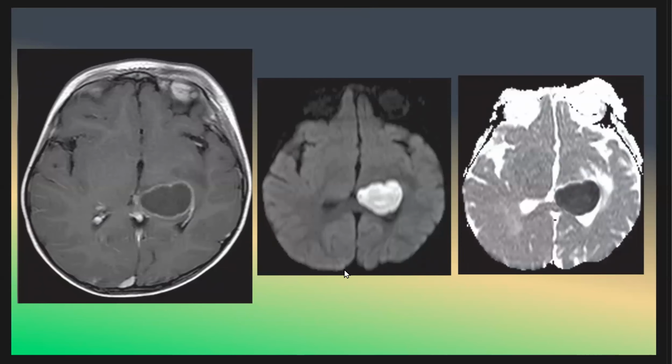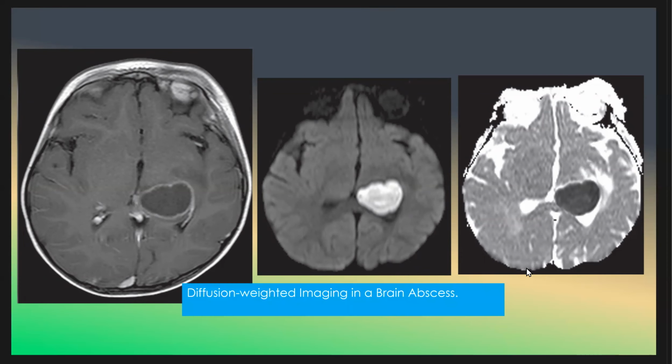Here we have a patient with ring enhancement, restricted diffusion, and low signal intensity in the ADC map, and this is a classic of brain abscess.